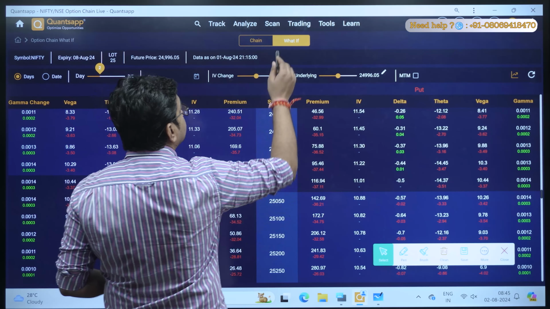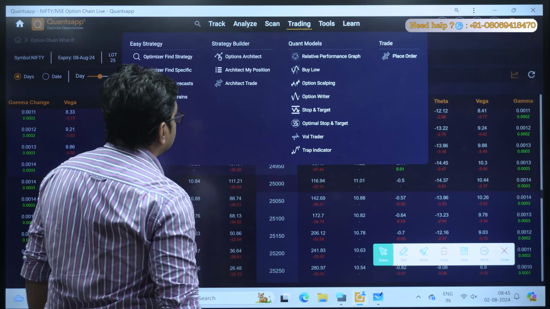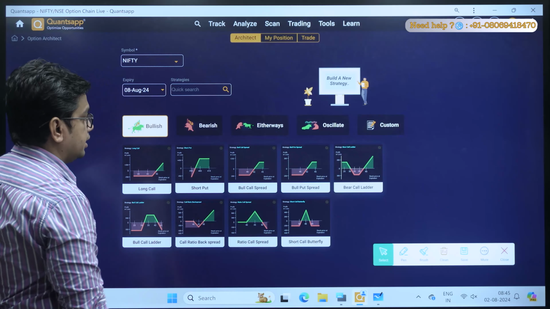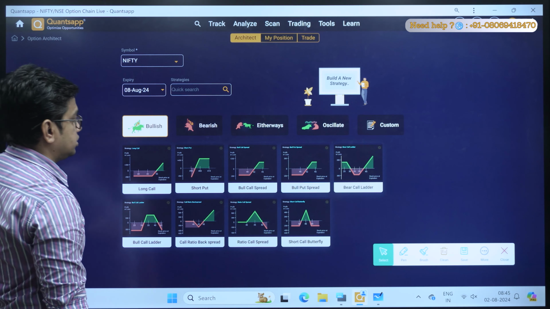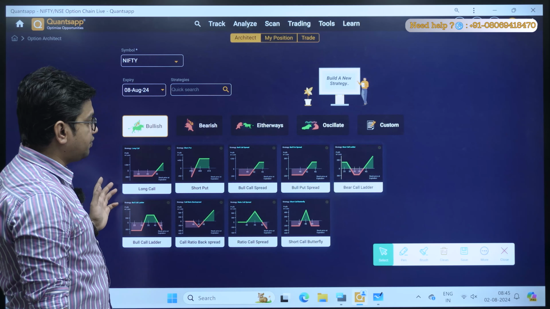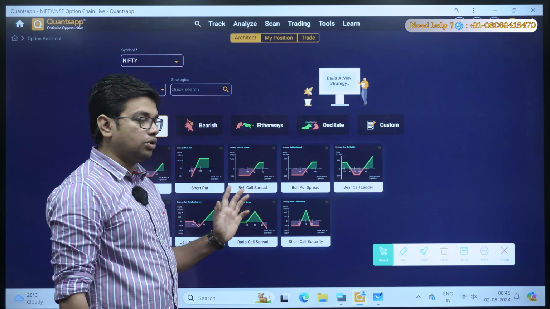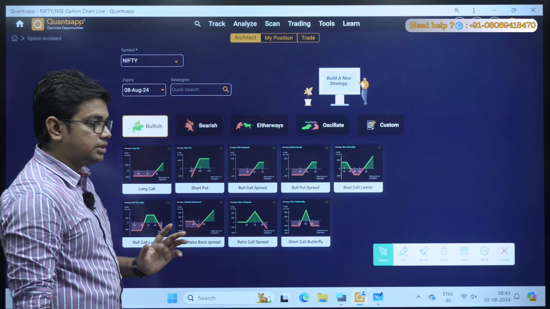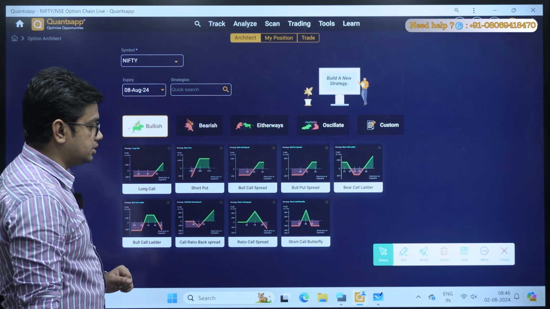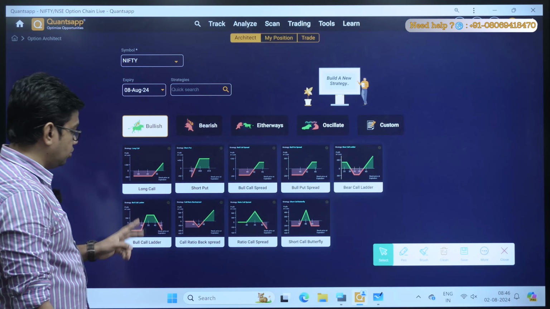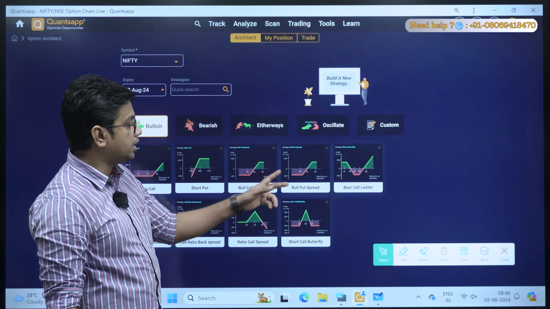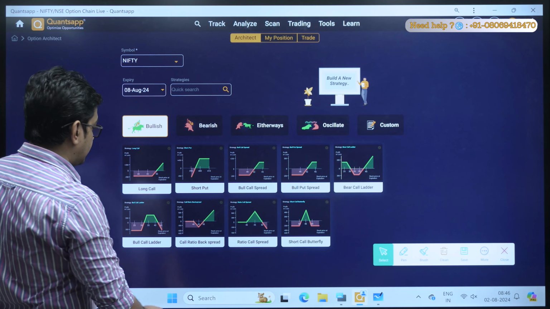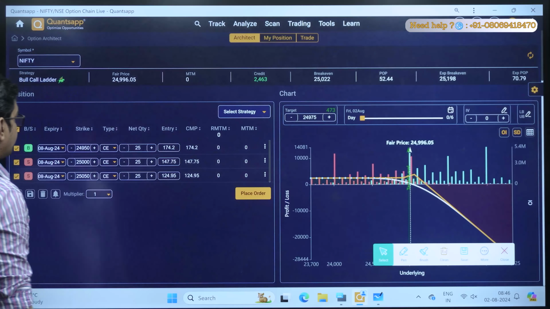So I'll go to trading and under strategy builder I'll select option architect. I am bullish. If I am going to take the trade by using inbuilt option strategies, there are various option strategies. You can see short call butterfly, bull call ladder, bull call spread, and other different strategies. Let's say I am selecting this one, bull call ladder.